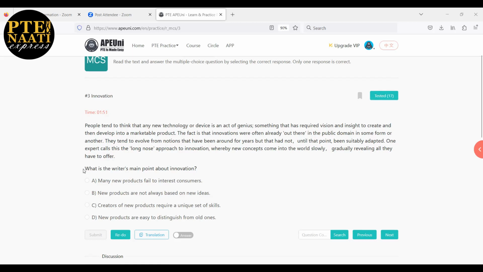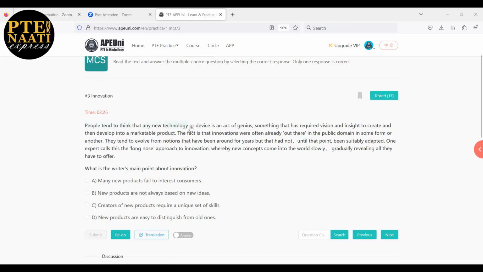So first read the question. What is the writer's main point about innovation? What is the writer's main point with regard to innovation? Yes, thank you. Very good. Yeah, writer's main point. So quickly the options again. Many new products fail to interest consumers. Normally, at first glance, it cannot be like that. Many new products fail to interest consumers.